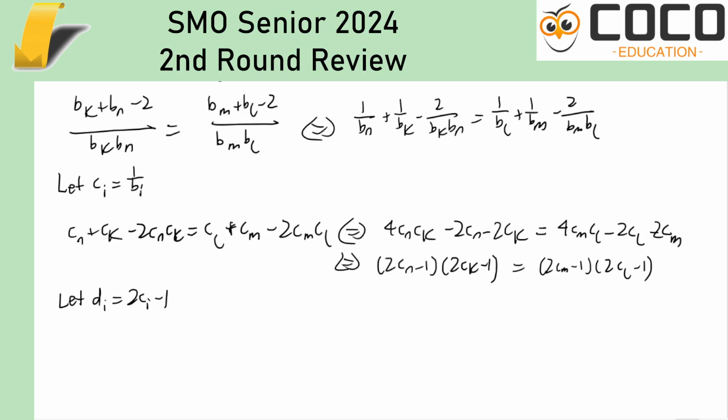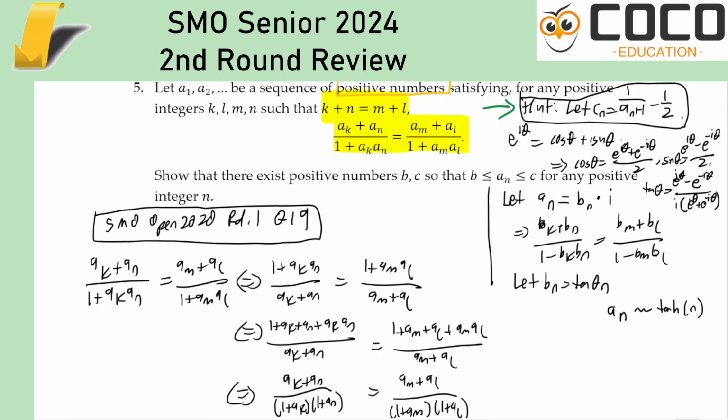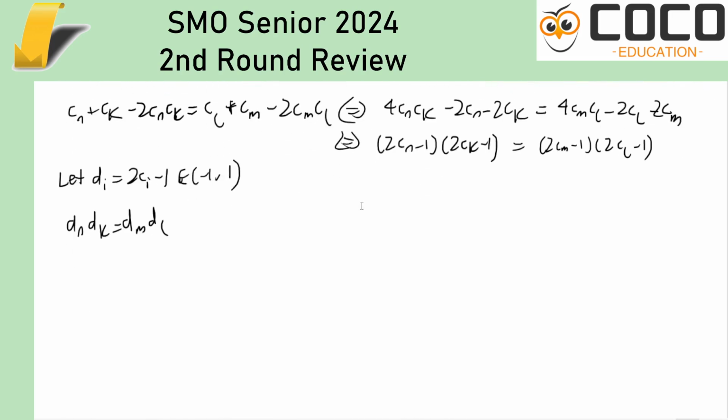Oh yeah, I forgot. I wanted to say the range. So this one would be between 0 and 1. Now, if I times 2, it will be 0 to 2. I minus 1, it will be minus 1 to 1. So my range is negative 1 to 1. I've got dn dk equals to dm dl. This is the point where I remind you that the question also said that k plus n equals to m plus l.